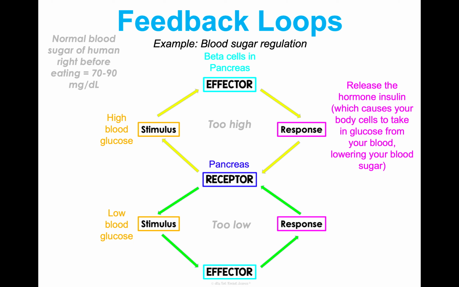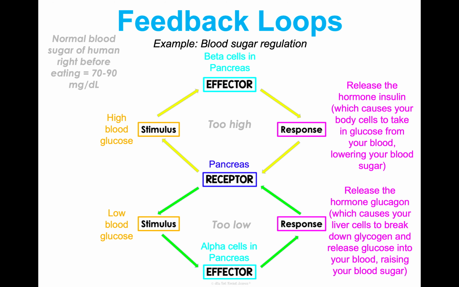Now, if your pancreas, that receptor organ, receives a signal that we're too low, outside of our range, that means we have a stimulus of low blood glucose. That is going to cause a response in the effector organ of your alpha cells, which are in your pancreas. Instead of releasing insulin, they're going to release a hormone called glucagon. And what glucagon does is it causes your liver cells to break down glycogen. If you remember, glycogen is a storage molecule for carbs, and 10% of your liver's mass is glycogen. So it's going to tell your liver, break down glycogen, release that glucose from the broken down glycogen into your blood, and thus that's going to raise your blood sugar back again into our normal range and thus maintain homeostasis.